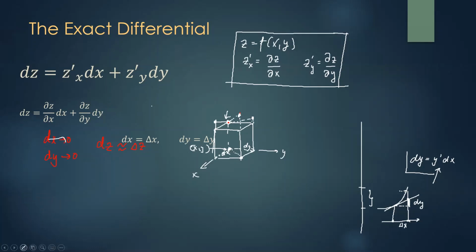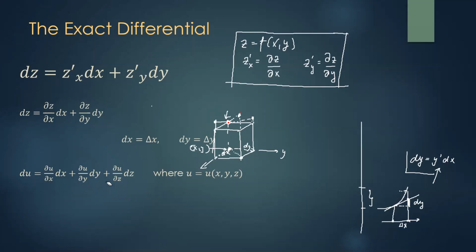I wanted to erase the red part because it's rather difficult to see. And so for 3 variables, if we have, for example, a function of 3 variables, u is a function of x, y, and z, then the exact differential would be, of course, the 3 partial derivatives, each multiplied by the corresponding increment of the independent variable, and all of them added up. That's the exact differential. Exact because it takes into account all directions.